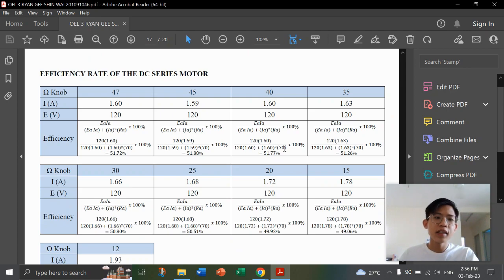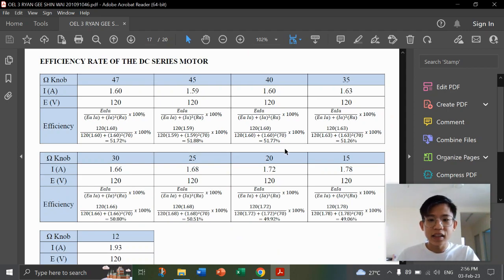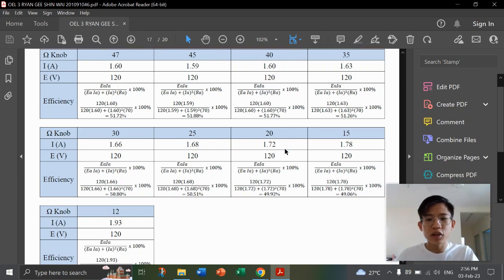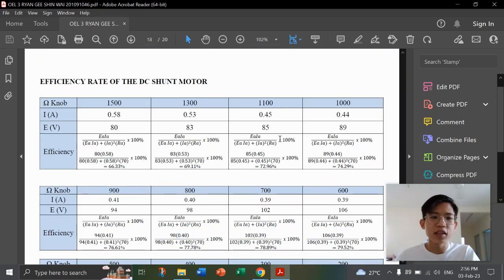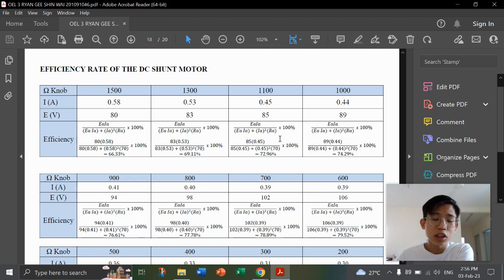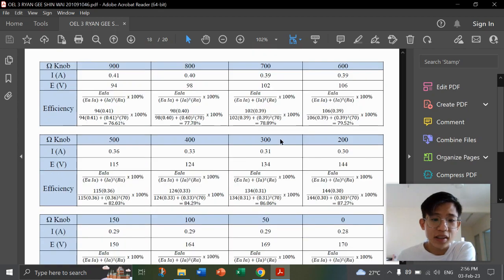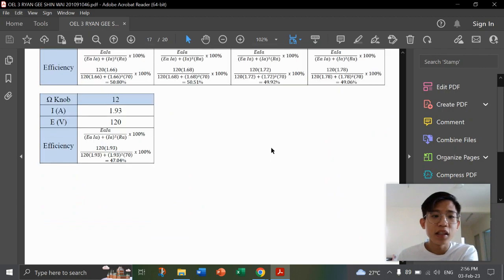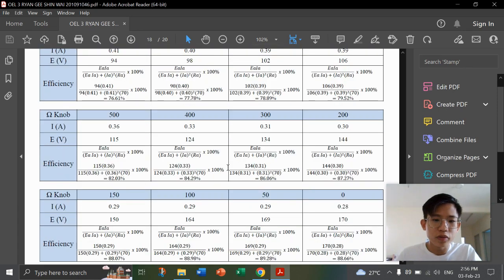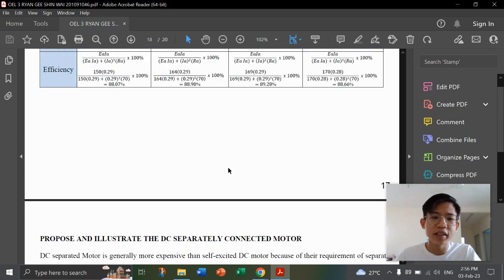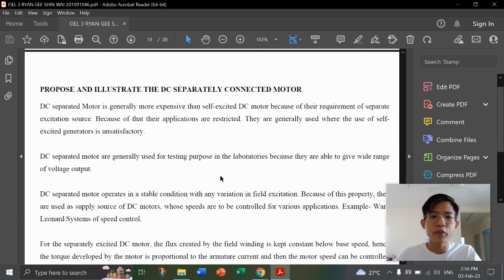This is the efficiency rate. We can see that as the field resistance decreases, the efficiency also decreases from the data. This is for the DC series motor. Then we move to the efficiency rate for the DC shunt. As the resistance decreases, the efficiency increases. So it is actually vice versa, because for the series motor, when the resistance decreases, the efficiency decreases as well, while for the DC shunt, as the resistance decreases, the efficiency increases. Next, we propose and illustrate the DC separately excited machine.